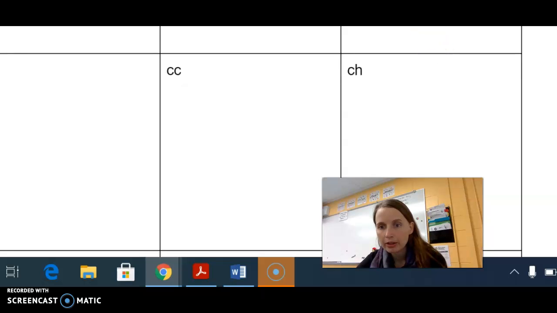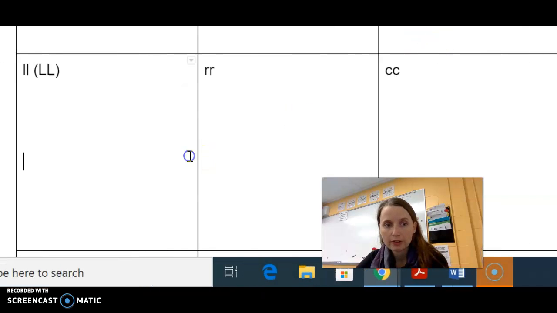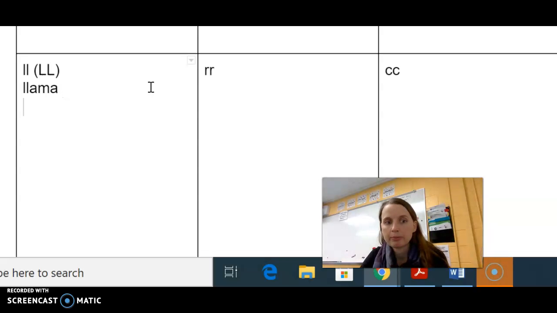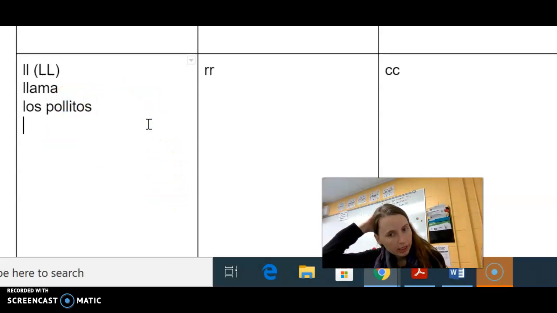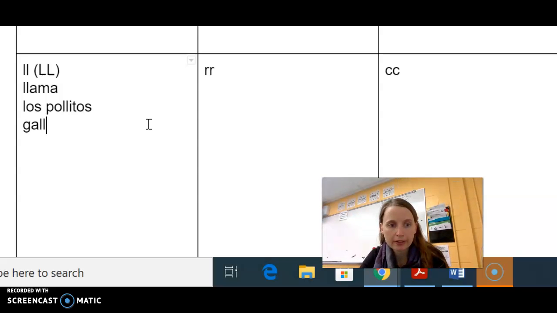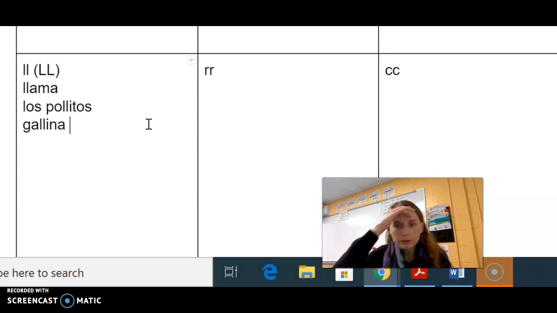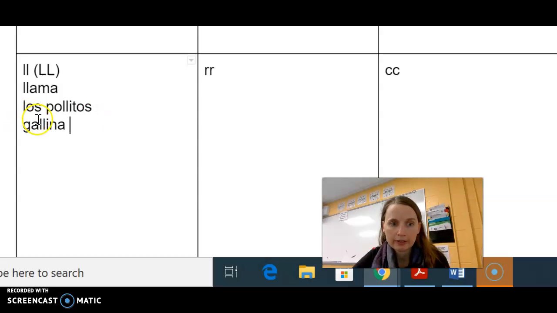And then we have some other double letter combinations. So we talked about this in class, but when you have two L's, it makes a y sound, okay? So I think we talked about llama. We talked about los pollitos. Remember, los pollitos dicen pío, which these two L's make a y sound, okay? La gallina, when we sang that song, la gallina busca, makes a y sound.